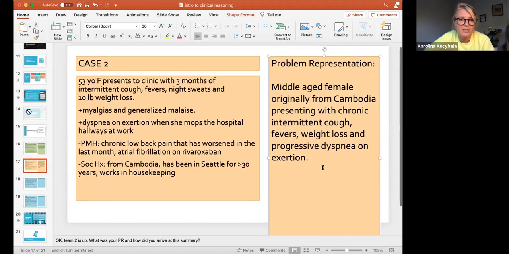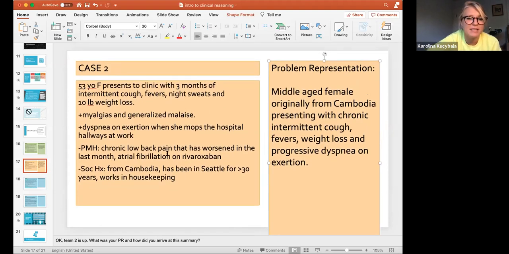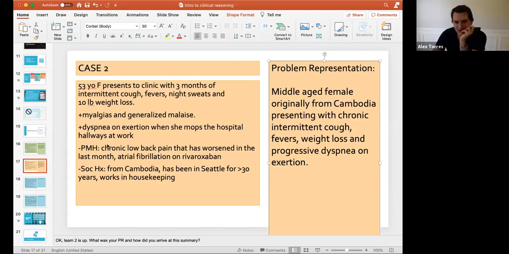The one thing I'll say, only because I know what this case was hinting at: what did you feel about this chronic low back pain that has worsened in the last month? You chose not to include it as a discriminating feature in your syndrome. Yeah, if you are thinking about TB, that could be a sign of Pott's disease or something like that.